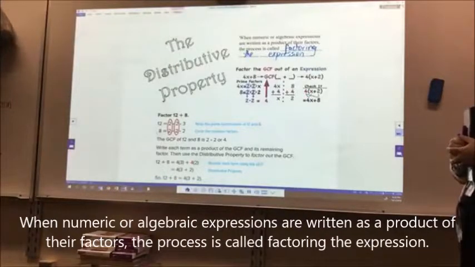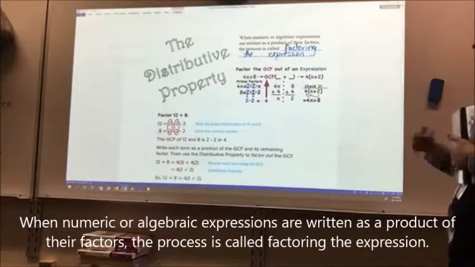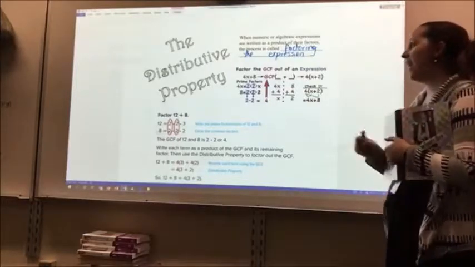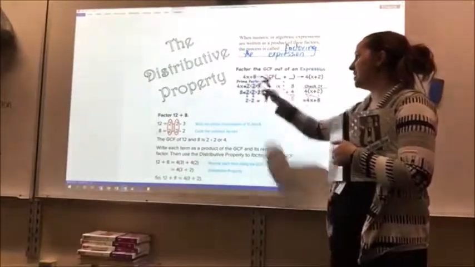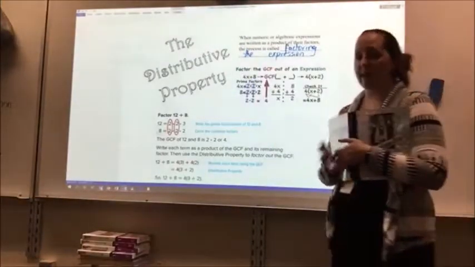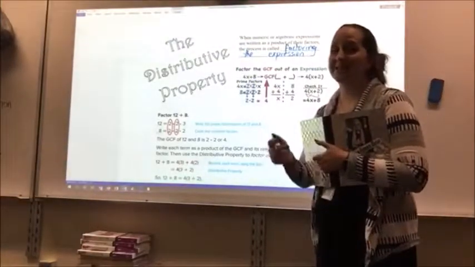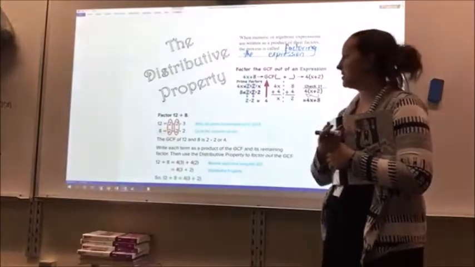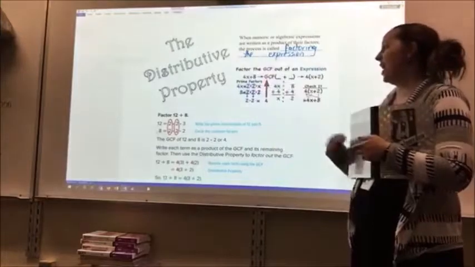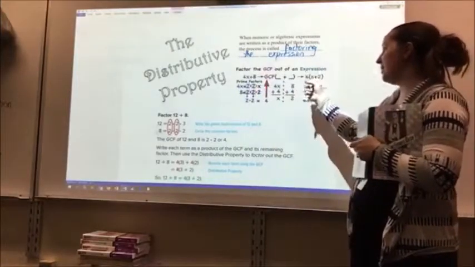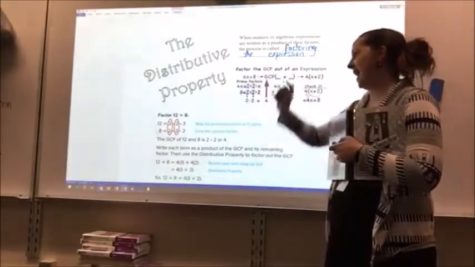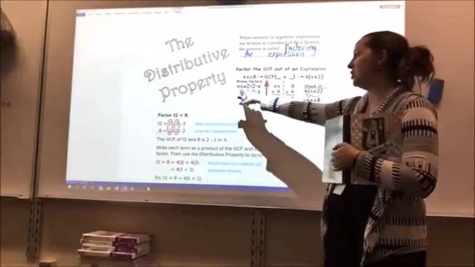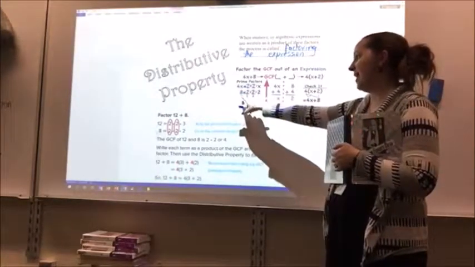Okay? So when I'm looking at stuff like this, I want to factor out the GCF out of an expression. So if I have 4x plus 8, the GCF is the greatest common factor. It's the biggest number that I can take out of everything that's inside my parentheses. So in this case of 4x plus 8, the biggest number that I can take out of 4x and 8 is 4.